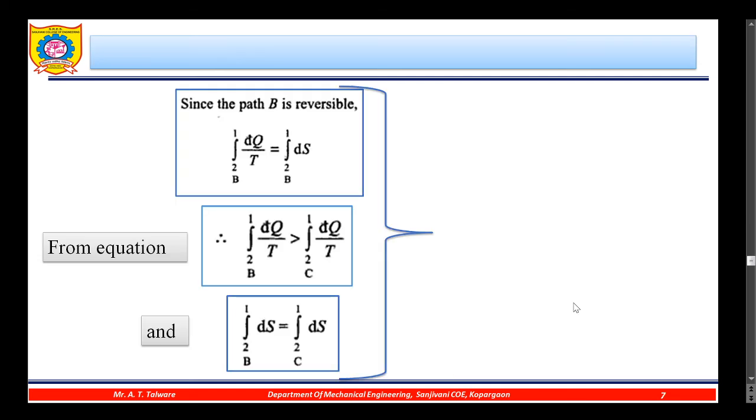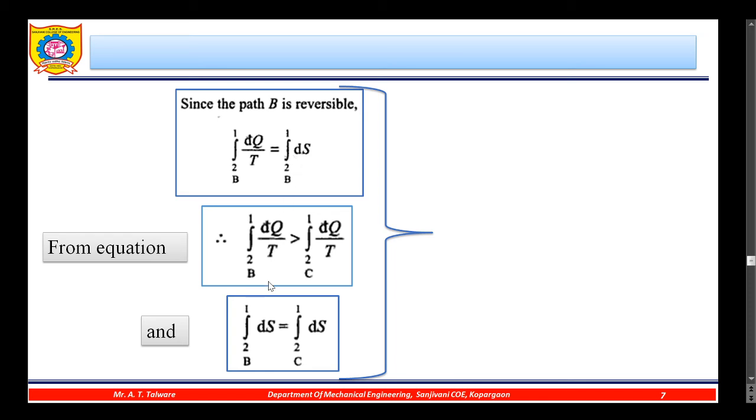So from these three equations, we got this equation, and from this and this, what is common here? We can compare this equation and this equation. We can replace this by this, that is, the integration of delta q upon t for path B. So the integration of delta q upon t for path B is equal to the integration of ds for path B. So we can replace this with this.